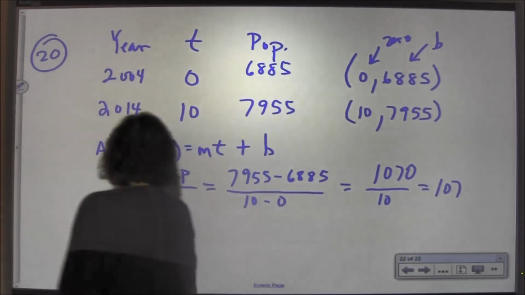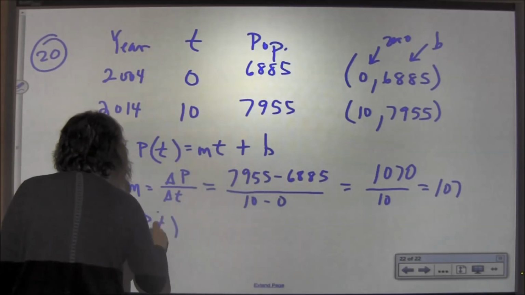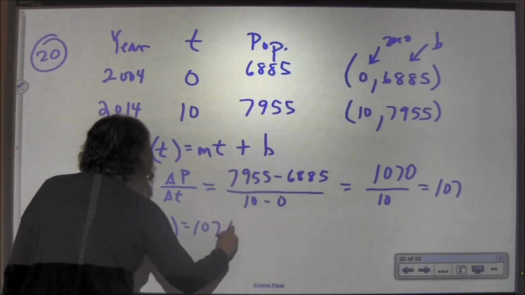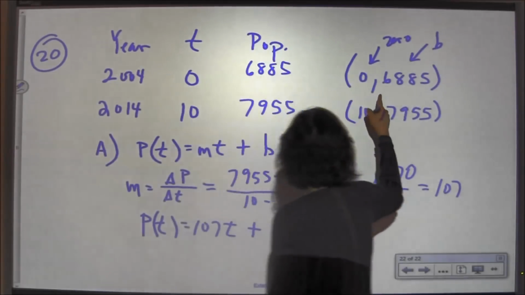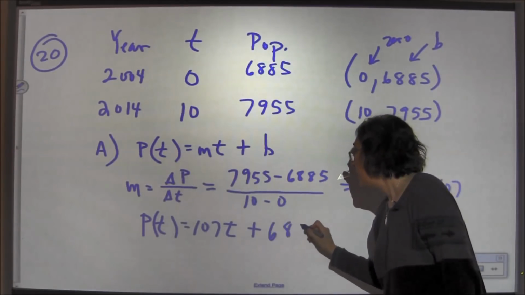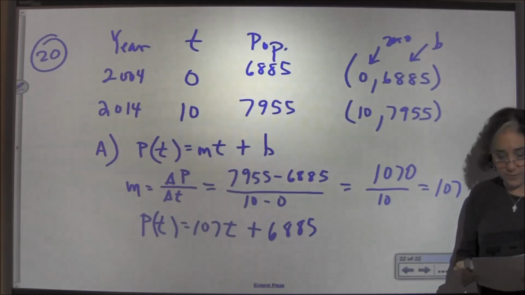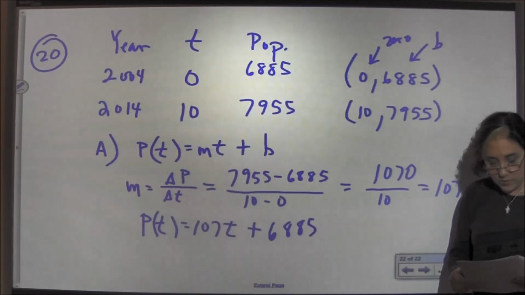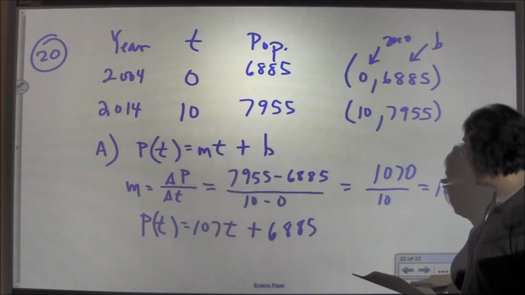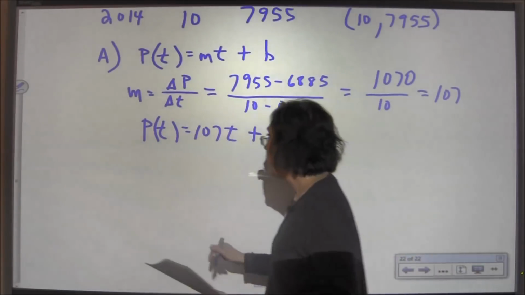So our formula then is P of T equals 107T plus 6,885. I know that's the b value because the first coordinate is 0. And B says, what will the population be in 2019? So you're going to use your formula.